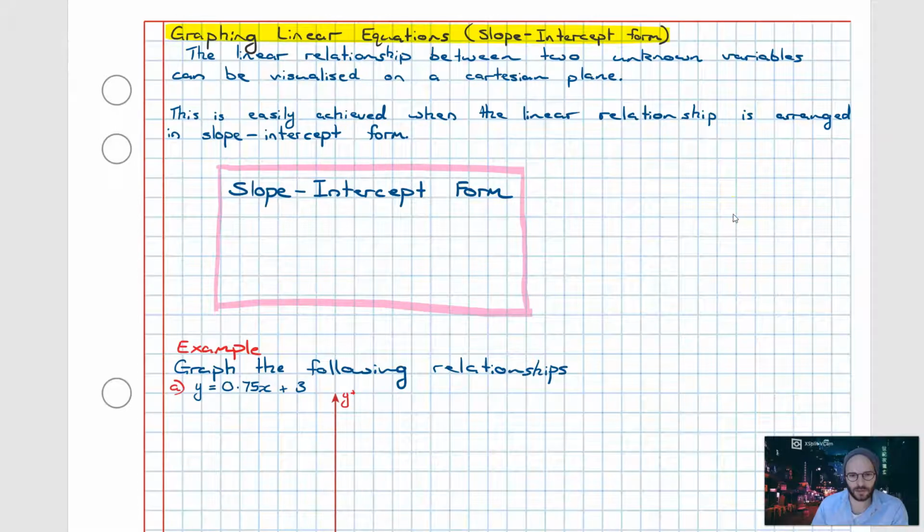Welcome to this video on the topic of linear relationships. In this video, we'll be having a look at the techniques involved in graphing linear relationships.